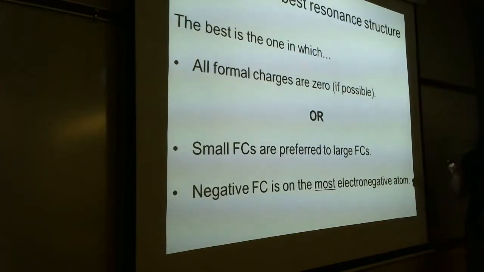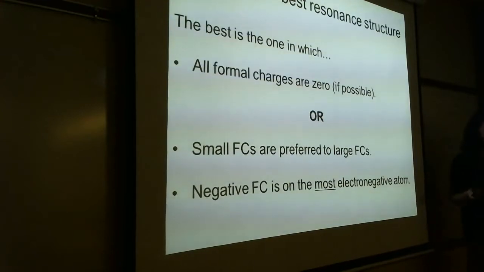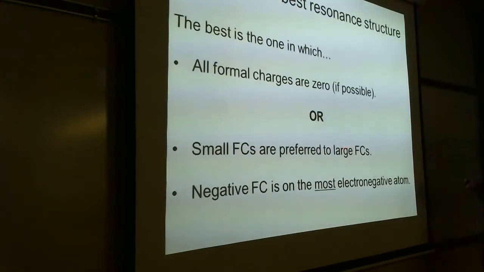So if you can't have everybody be 0, for instance, if you're dealing with a polyatomic ion, then you need to pick the scenario where we have the smallest formal charges and then we have a negative formal charge on the most electronegative atom. If you've got a negative formal charge on hydrogen, for instance, that's not good. Okay, so this is the criteria that we use to decide which resonance structure is best.